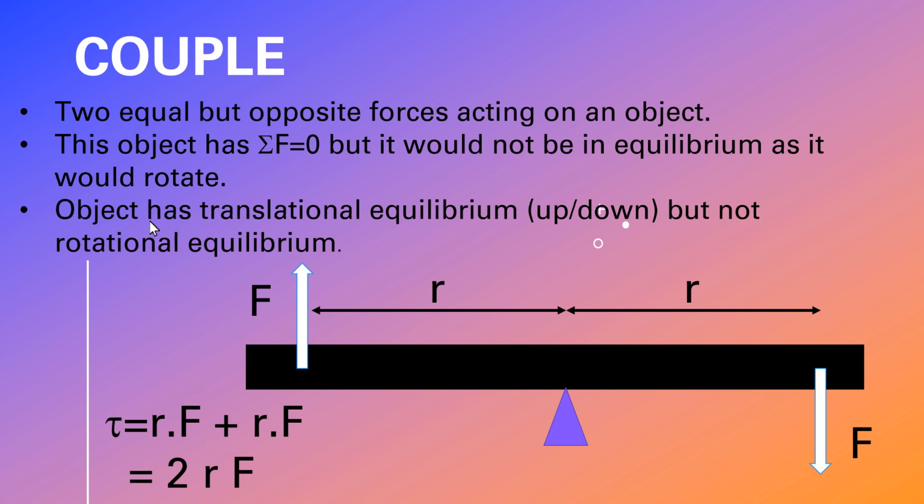So we could say that the object has a translational equilibrium. That is, it doesn't move up or down because those forces are balanced. However, it doesn't have a rotational equilibrium. The torque that would be experienced by that lever would be 2 times by R times F.